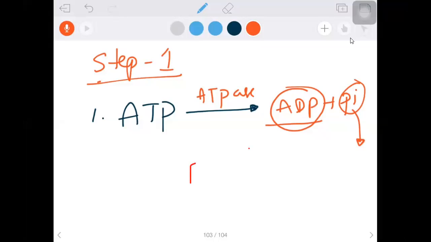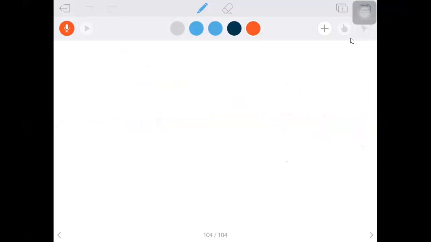Can we do like this? No. That means we need to convert this ADP back again into ATP. Don't say that the liberated phosphate ions are used. So now the essentiality came here: whatever ADP is formed here, we need to convert it back into ATP.